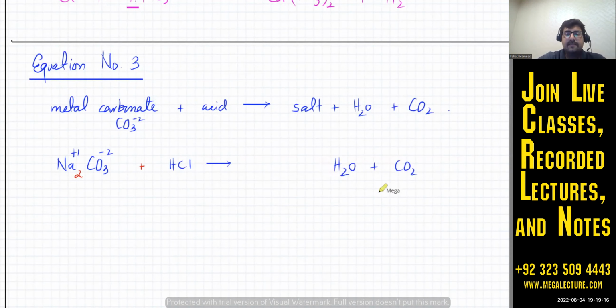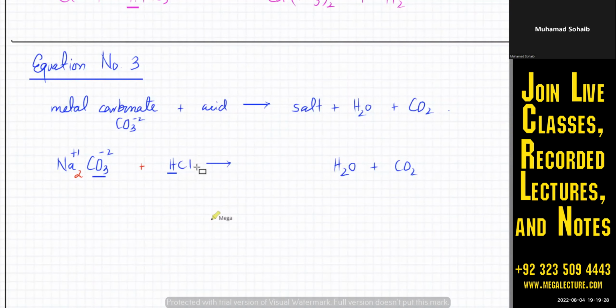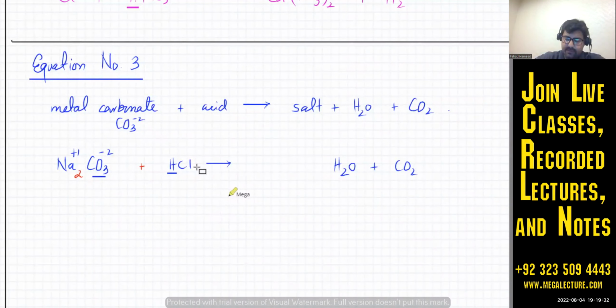So now in this, what will you do? Remember the H from the acid and the carbonate, they combine to form all of this, water and carbon dioxide. What is left? That's your salt. Na and Cl are the ones that are left. Okay, so that's going to be your salt. Na is +1, Cl is -1. So your salt is just NaCl.